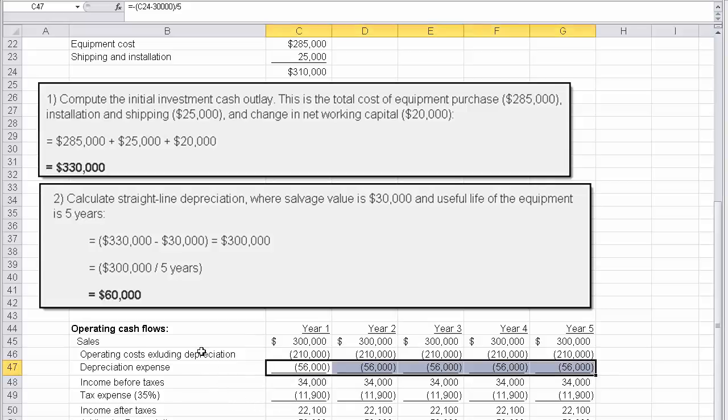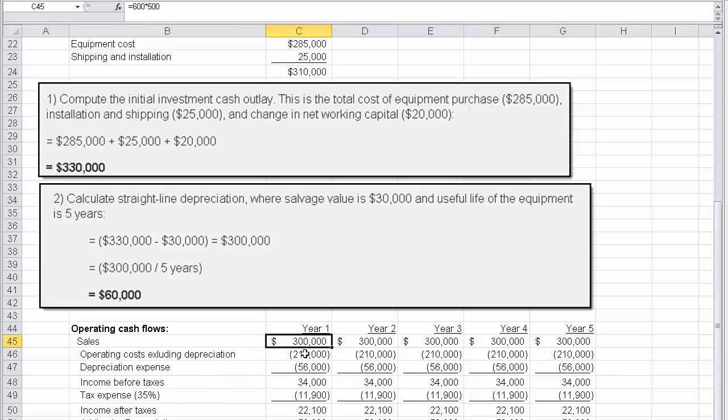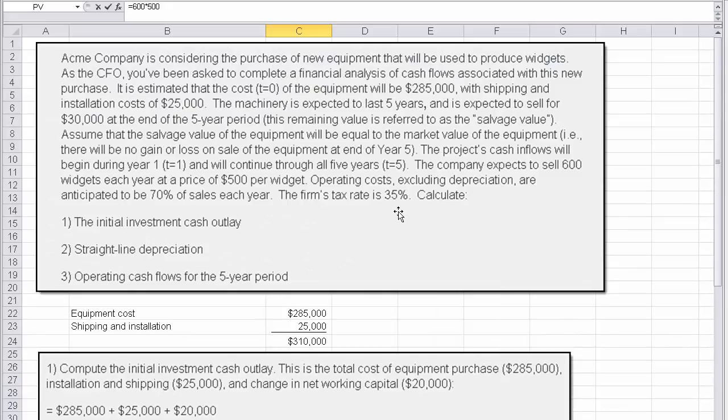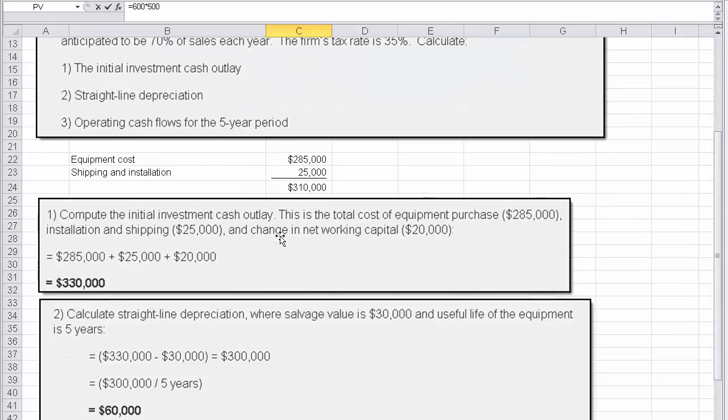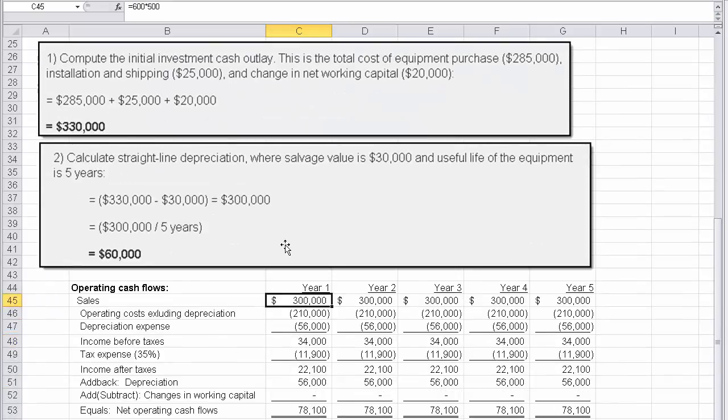Okay, so how do we put the operating cash flows together? Well, we list the sales. They told us 600 units at $500 each. That's the same in all years, so once you put that formula in, you can just copy it over. The operating cost was 70%, but I didn't spell excluding correctly, so let me put that C in there. So we take the value in cell C45 times 70%, that's my operating cost.